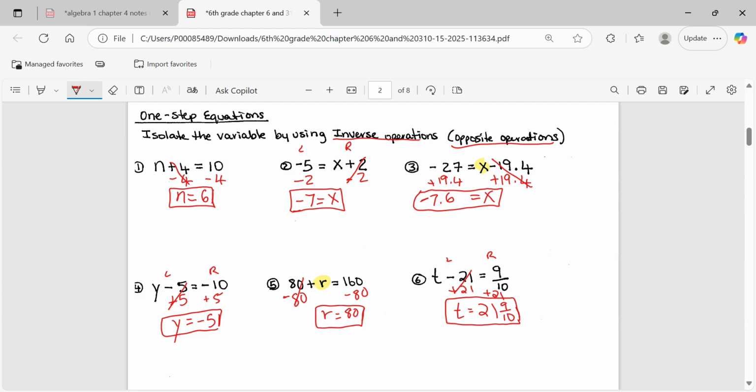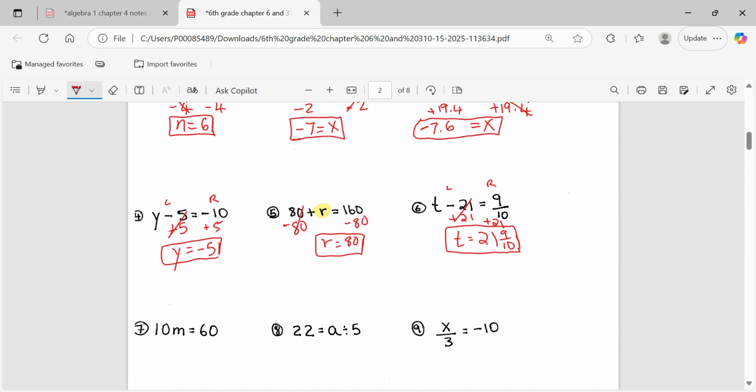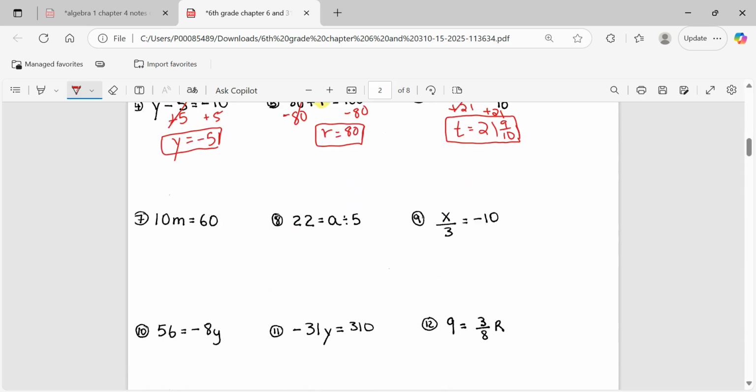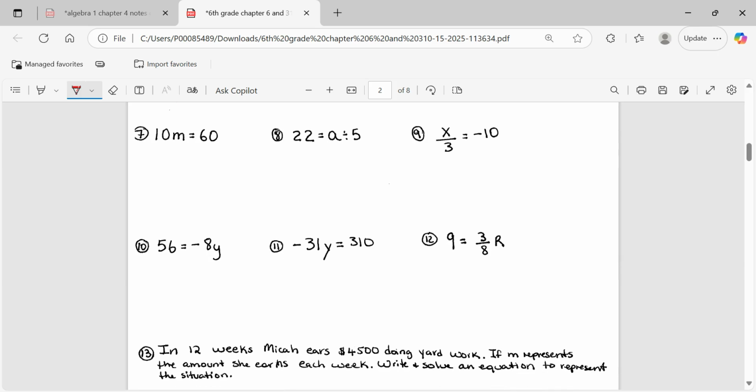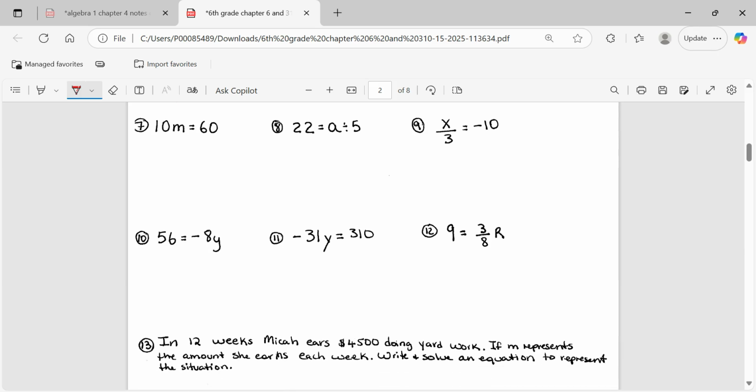Now this is addition and subtraction. Come on down. We're still going to be doing the same thing, inverse operation, only now it's multiplication and division. So if I have 10m, the fact that the number is right beside the variable means multiplication. The opposite of multiplication then is division. So to get m all by itself, I'm going to divide both sides by 10.